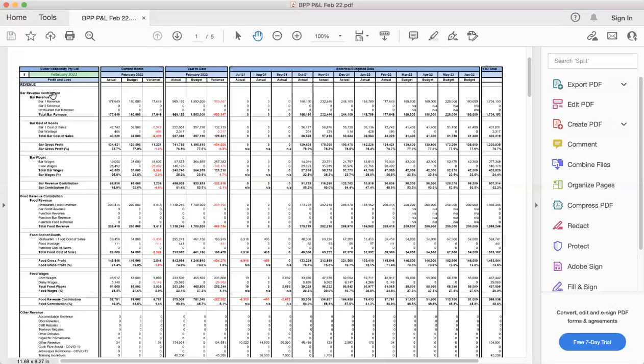Alrighty, starting back on the left, we're going to be looking at our two departments first of all, so bar or beverage and food. Start with bar revenue, and we can see for the month of February, the Butler took $177,649 against a budget of $160,000. So we're in a positive variance of $17,649.